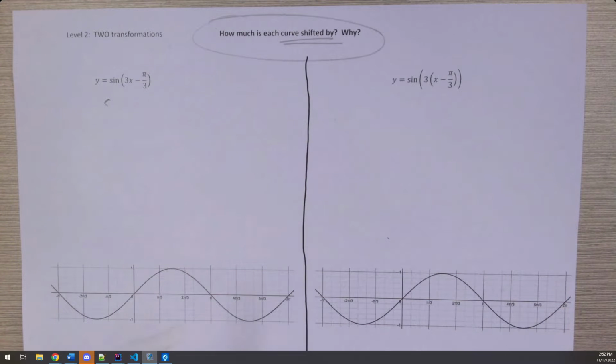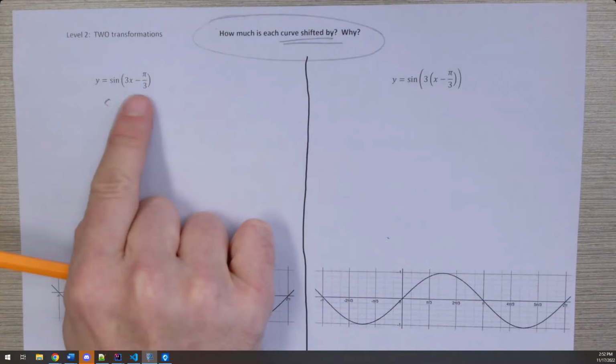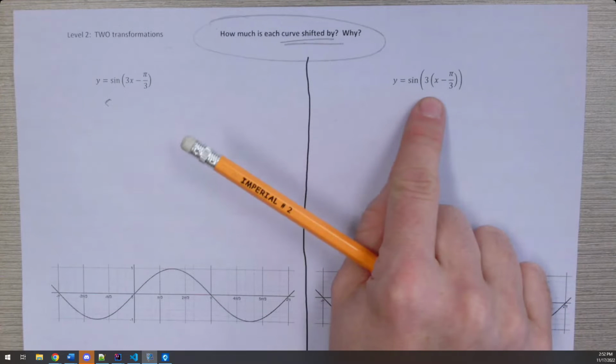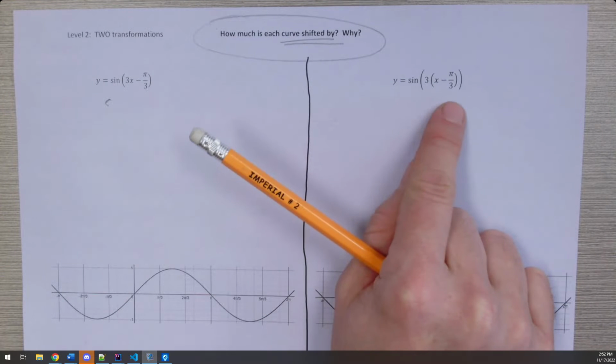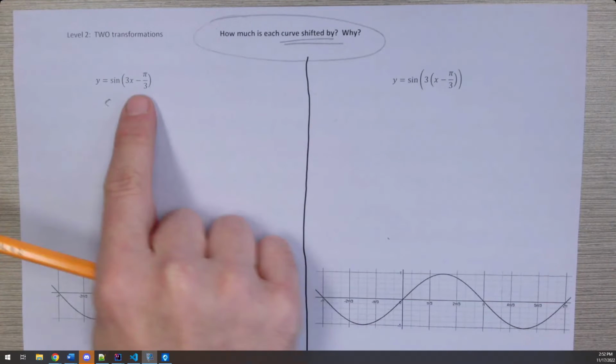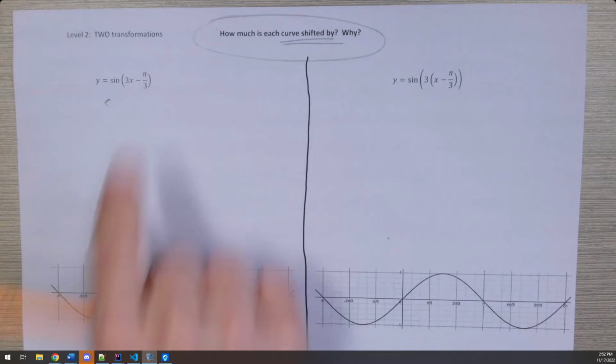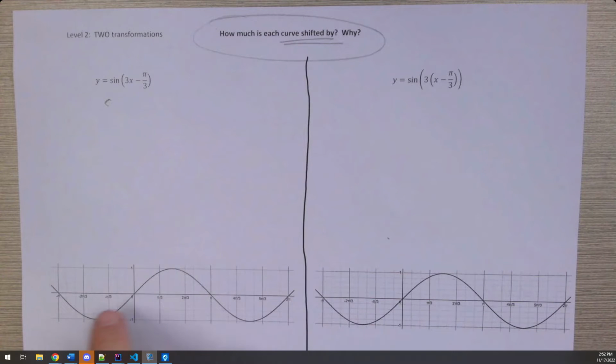Okay, so the question is, how much is each of these curves shifted by? Here we've got 3x minus pi over 3. Here we've got 3 quantity x minus pi over 3. It really seems like it's being shifted right by pi over 3 in both cases. Is it really? How do we think about it?